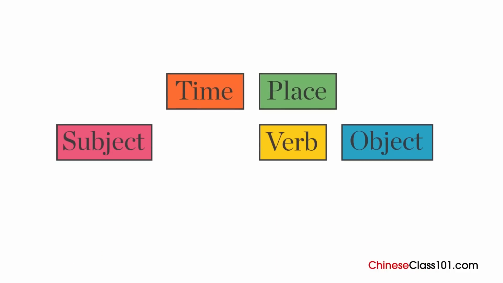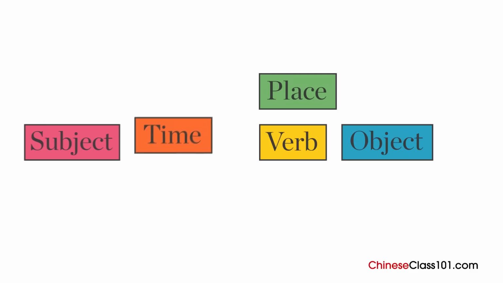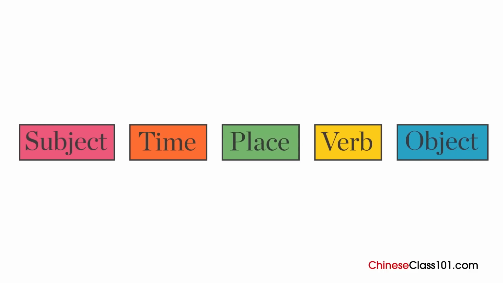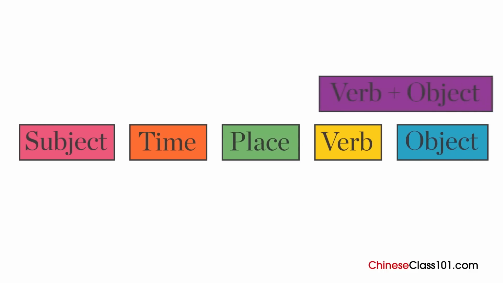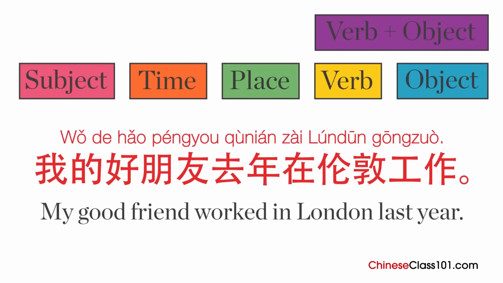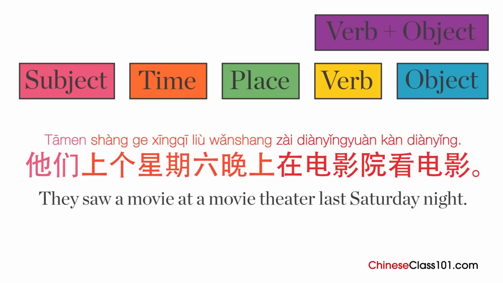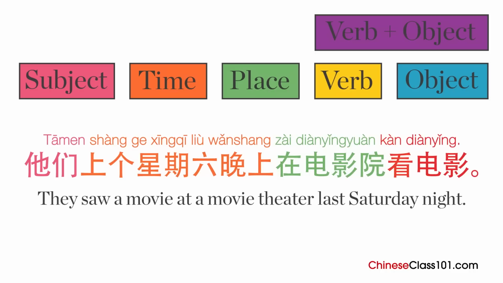What if we have a time and a place at the same time? Usually, we put time after the subject, then place, then verb, or verb plus object. For example, 我的好朋友去年在伦敦工作. My good friend worked in London last year. 他们上个星期六晚上在电影院看电影. They saw a movie at a movie theater last Saturday night.